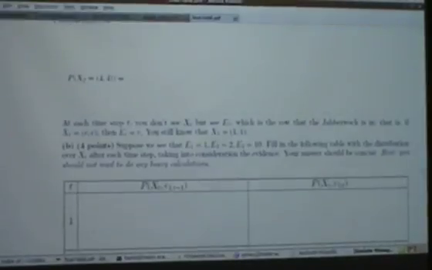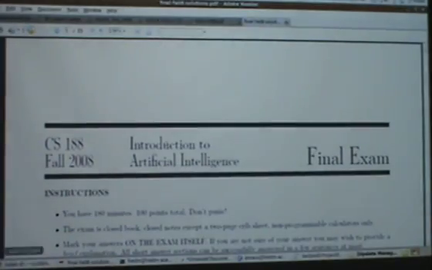Here, which one was that? Follow 8. Follow 8 solutions. Is page 11.